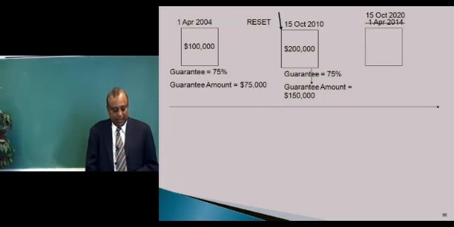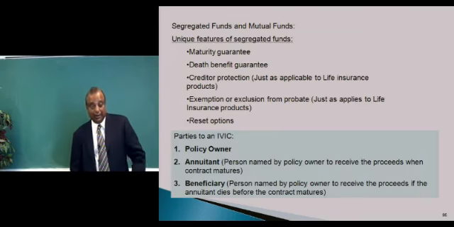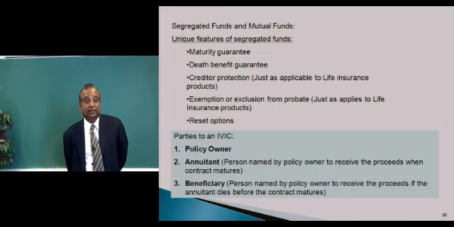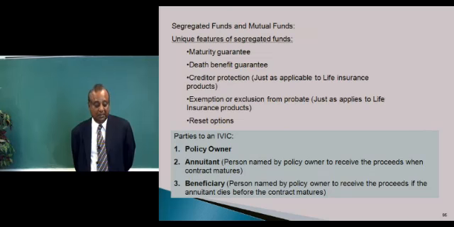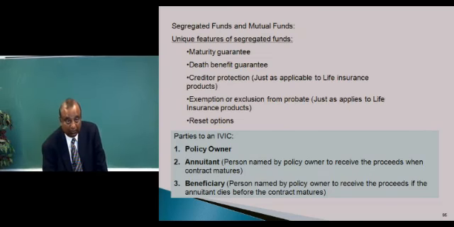Now because a seg fund gives a death benefit guarantee, it is considered an insurance product. And because it's considered an insurance product, it gets all the benefits that an insurance contract gets. It gets creditor protection. That means if the person dies and he has named a beneficiary, it passes automatically to the beneficiary. It does not bypass the estate.